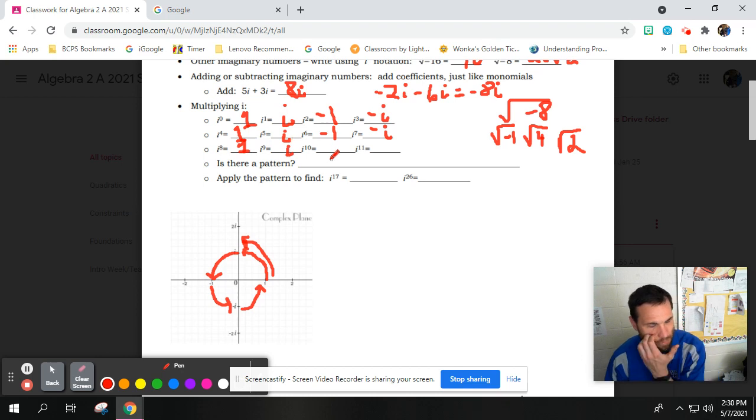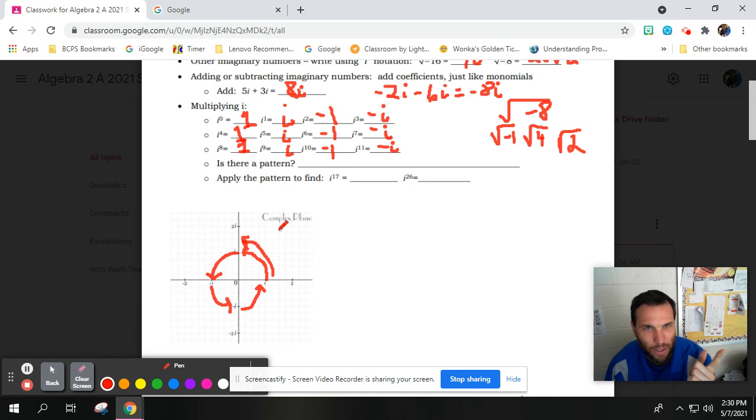And you should see a pattern where it just repeats in this circle again and again. And so you guys can fill that in right here. But it basically repeats: i, -1, -i, 1, i, -1, -i.